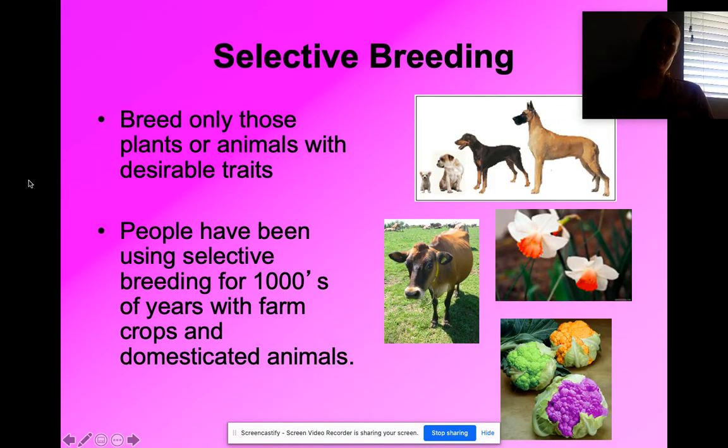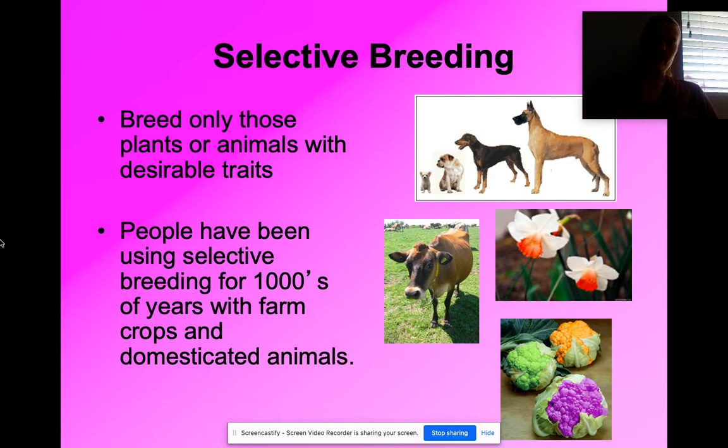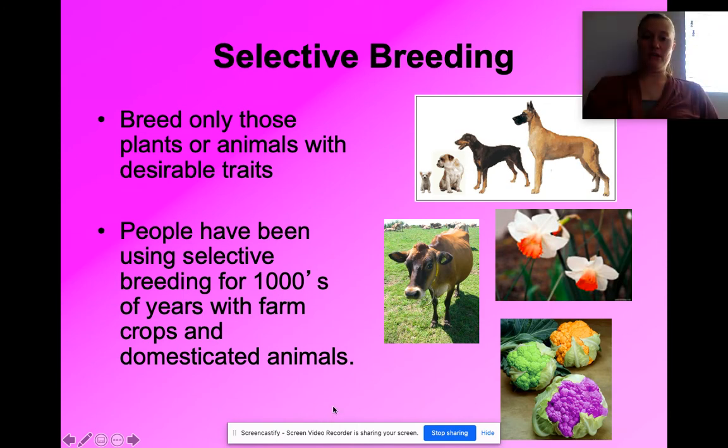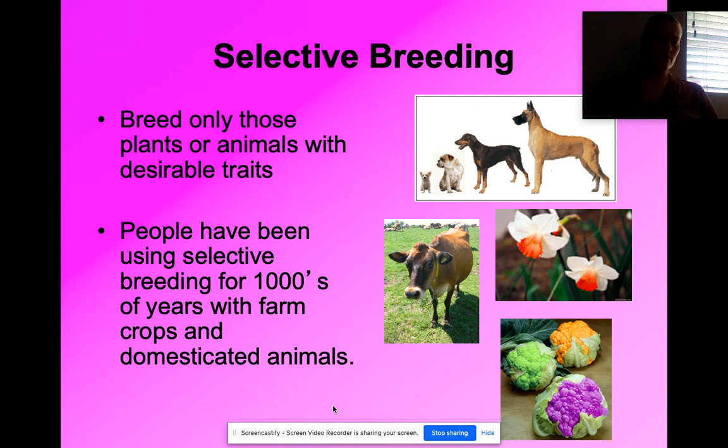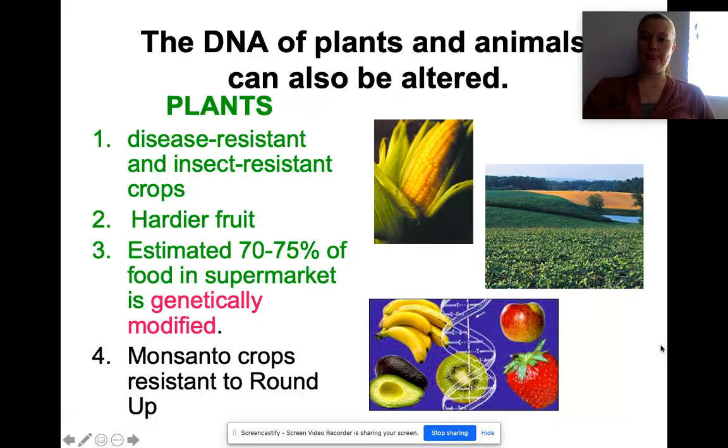So basically, selective breeding is when you, as the human, select what you want to breed for, whether it's a behavior or a coat design or a size of an animal. So you breed only the plants or animals with desirable traits. People have been doing this for thousands of years with farm crops and domesticated animals like dogs. There's a bunch of dog breeds due to selective breeding, crops, and domestic animals because of that.